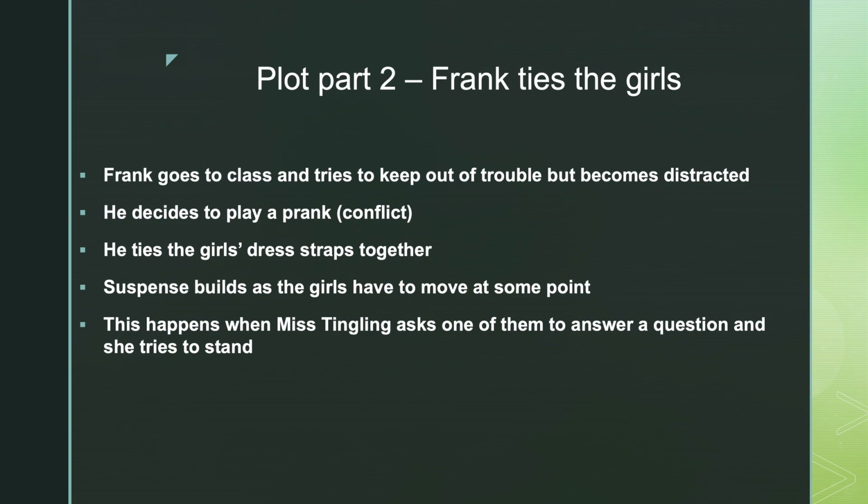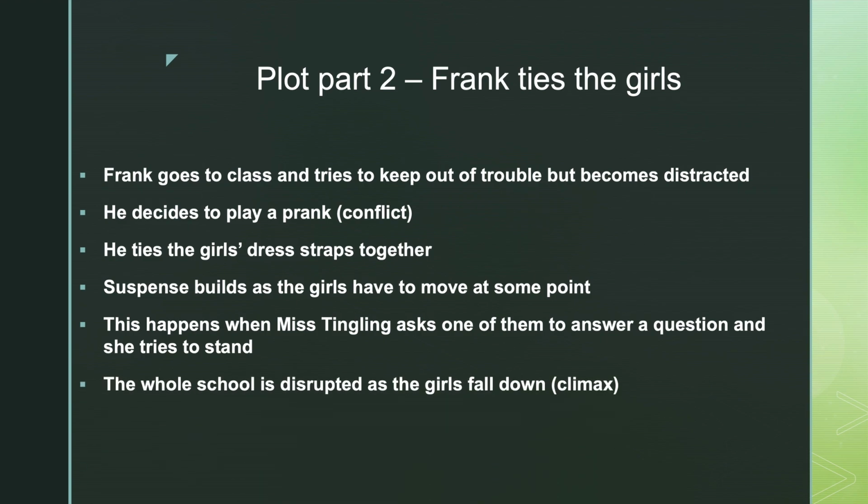Miss Tingling, that's the teacher, asks one of the girls a question and she tries to stand. Of course, in trying to stand, because they're all tied together, they all fall down and the entire school is disrupted as a result. So that's the climax part of the story in terms of the conflict of the prank. The climax is when the prank plays out. Quick resolution, the boys are sent to the office.